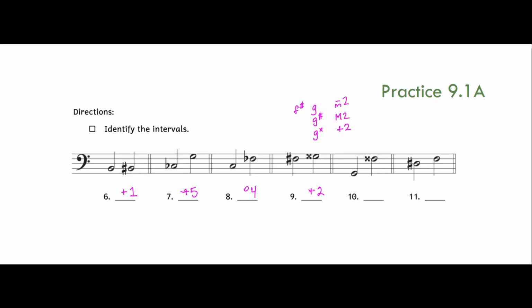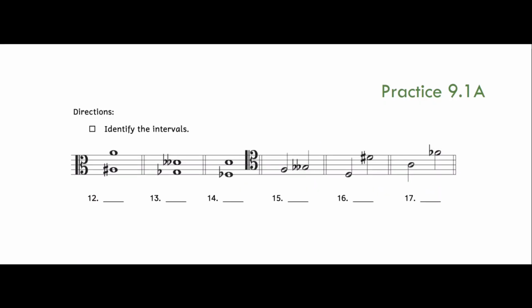Number 10. We have a seventh. The key of G major has 1 sharp, so G to F sharp is a major seventh. By raising that F sharp to F double sharp, that makes this an augmented seventh. And number 11. D to F is a minor third. Raising D to D sharp makes the interval smaller, so this is a diminished third.